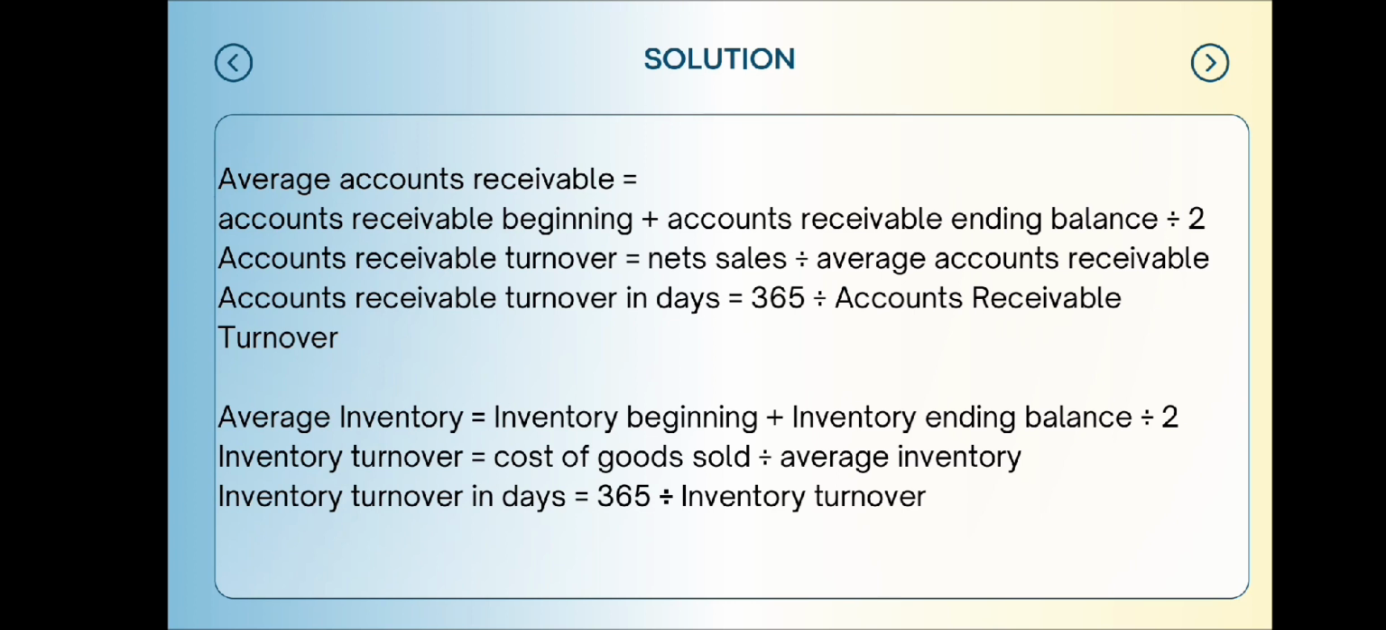the accounts receivable turnover. For the inventory, we have average inventory is equal to inventory beginning plus inventory ending balance divided by 2. Inventory turnover is equal to cost of goods sold divided by average inventory. And lastly, inventory turnover in days is equal to 365 divided by inventory turnover.